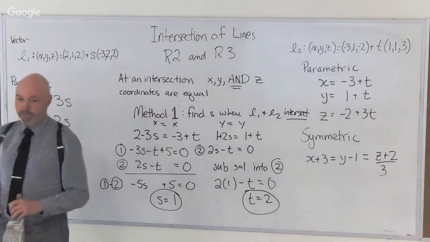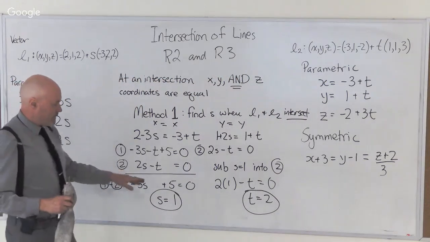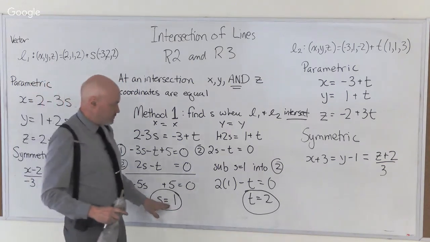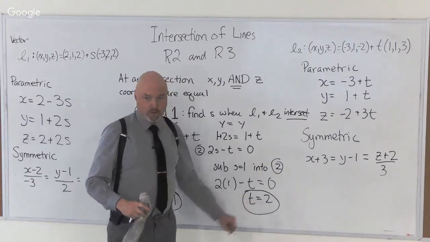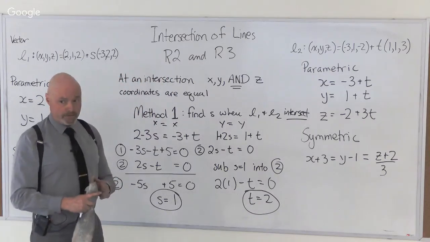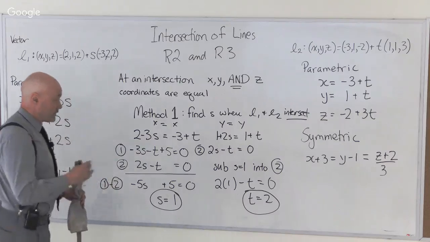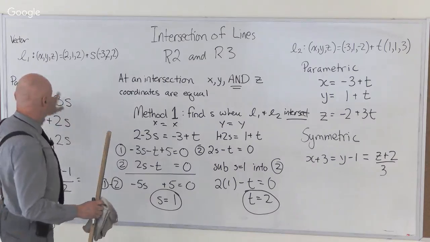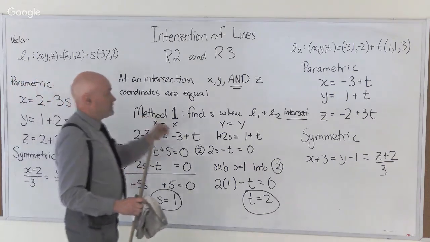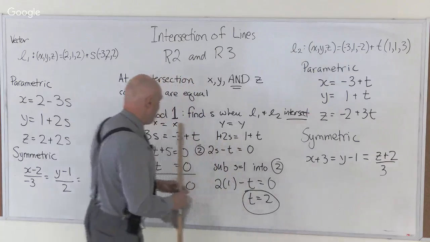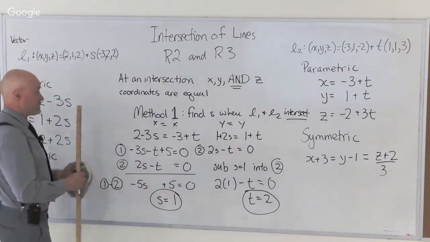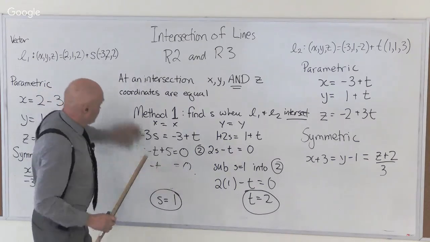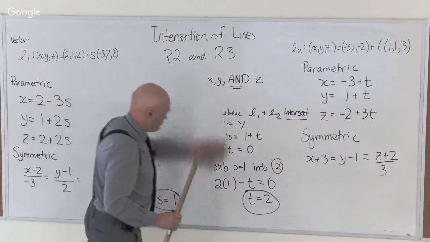So I have just found out that these two have a common x and y coordinate when s is 1 and t is 2. I have not verified this for the z coordinate yet. So I'm going to have to do that. Okay, so I'm going to set this up. I am going to substitute s is 1 into this, and I'm going to substitute t is 2 into that one, and I'm going to see if I get the same z coordinate. And if I do, then I'm going to know we have the point of intersection.